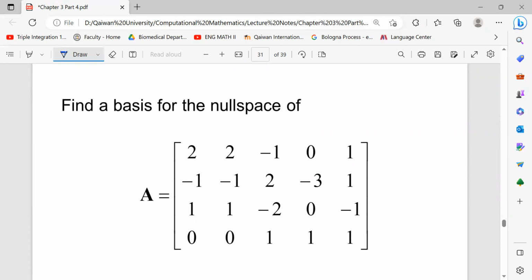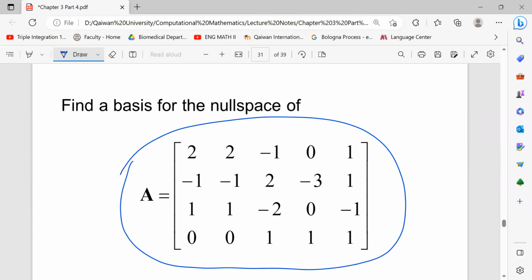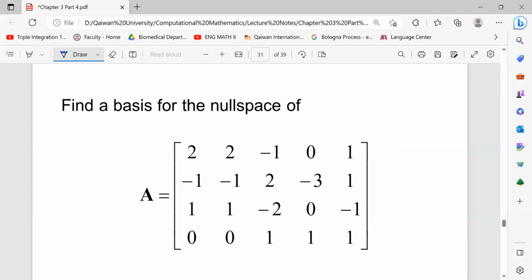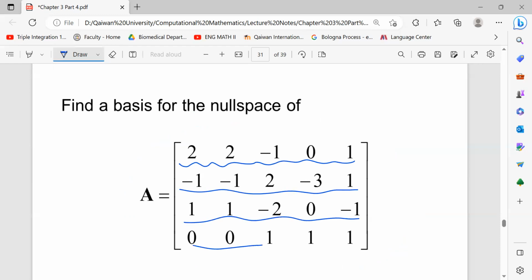It says find a basis for the null space of this. How do we find the null space here? We say a null space is a space in which the image of every vector is 0. The image is always 0. Here we need to first write down this. Look, as it says, this is a null space. That means this equals 0, this equals 0, this equals 0, this equals 0.